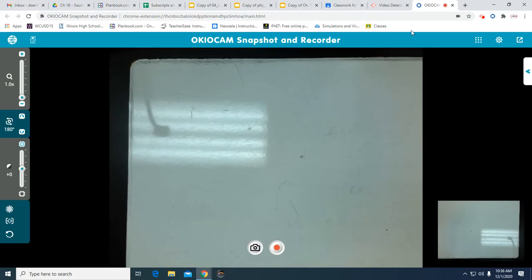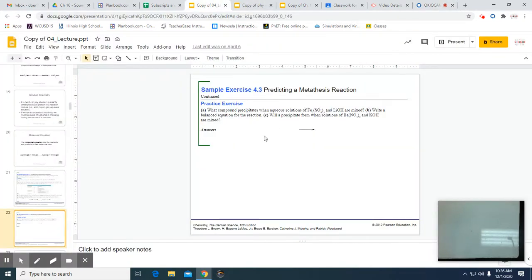I'm going to hope that this works, where I can combine videos. I think I can, but we'll see. Anyway, back at this. What compound precipitates when aqueous solutions of iron(III) sulfate and lithium hydroxide are mixed, and write a balanced equation for the reaction? Okay, well, first thing, let's write down what we have here. We have Fe2(SO4)3 and we have LiOH. Okay.